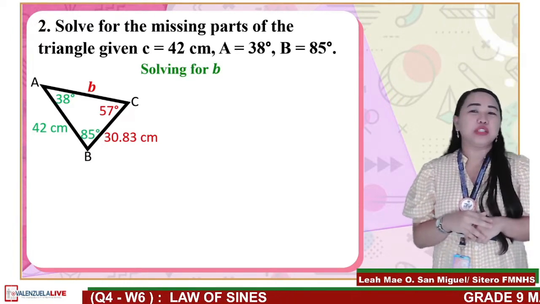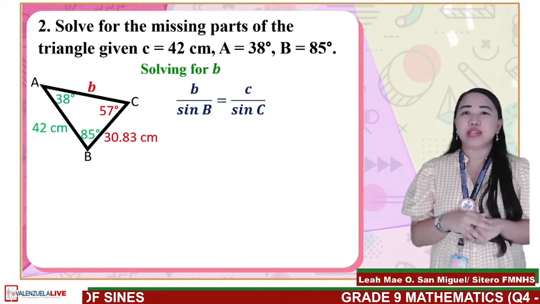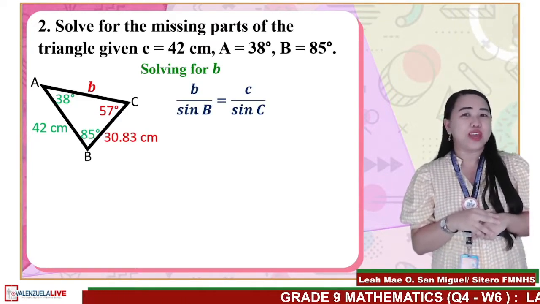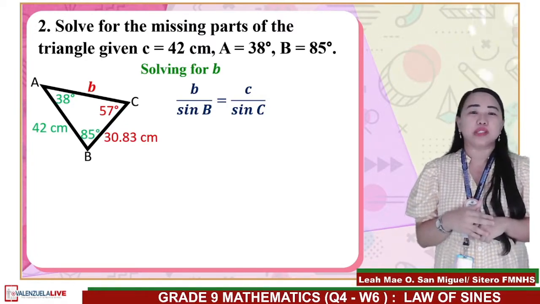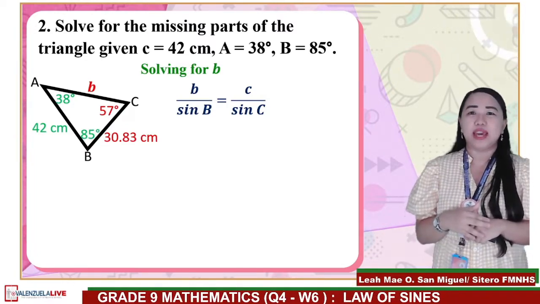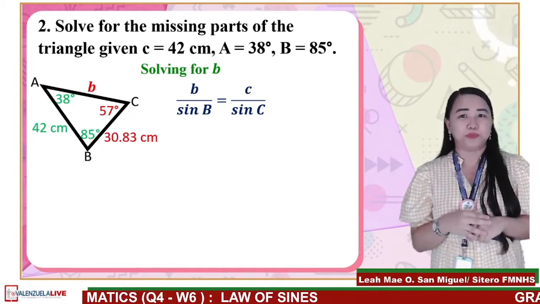In solving for the length of b, use this proportion: b over sine B is equal to c over sine C. You can also equate b over sine B to a over sine A since the length of a and the measure of angle A are known.